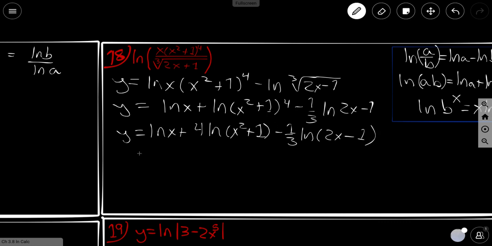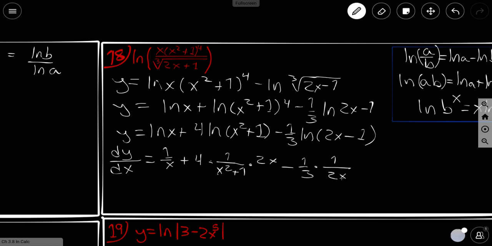Okay, now we can go ahead and differentiate. Derivative of ln x is 1 over x. Derivative of this is going to be 4 times 1 over x squared plus 1 times the derivative of x squared plus 1, which is just 2x, minus 1 over 2x minus 1 times the derivative of 2x minus 1, which is just 2.